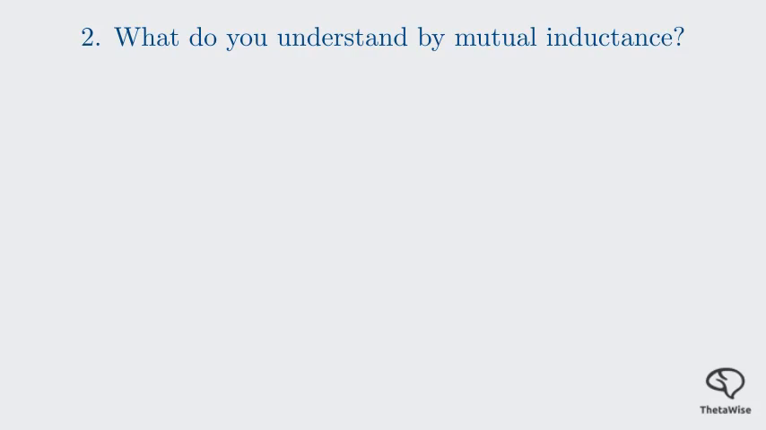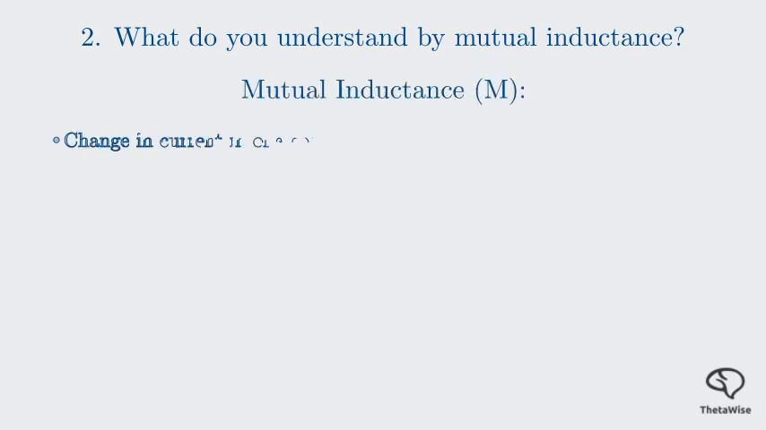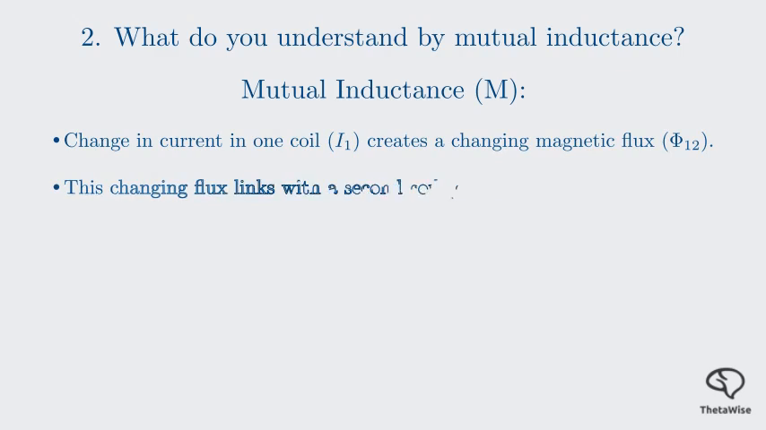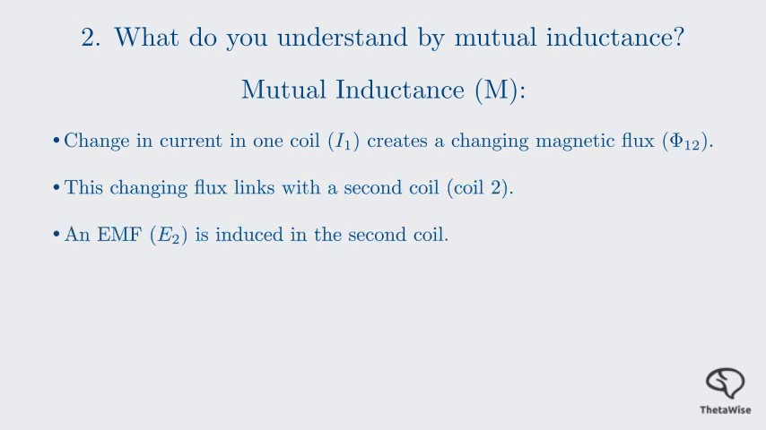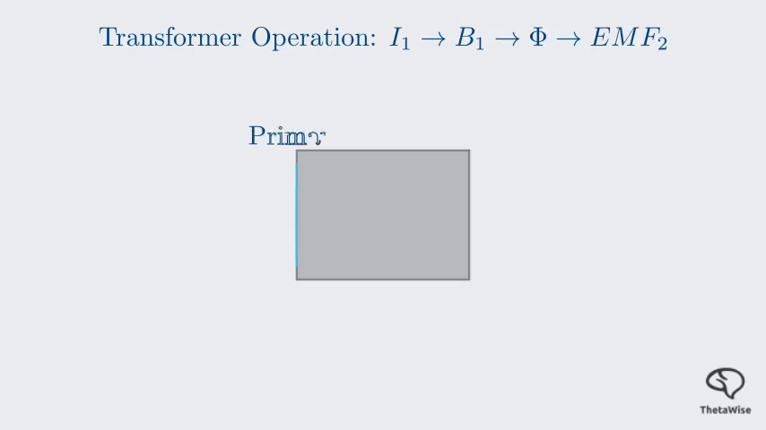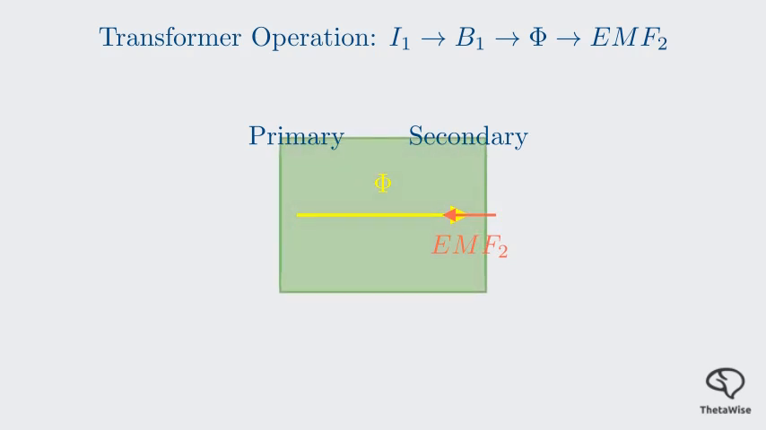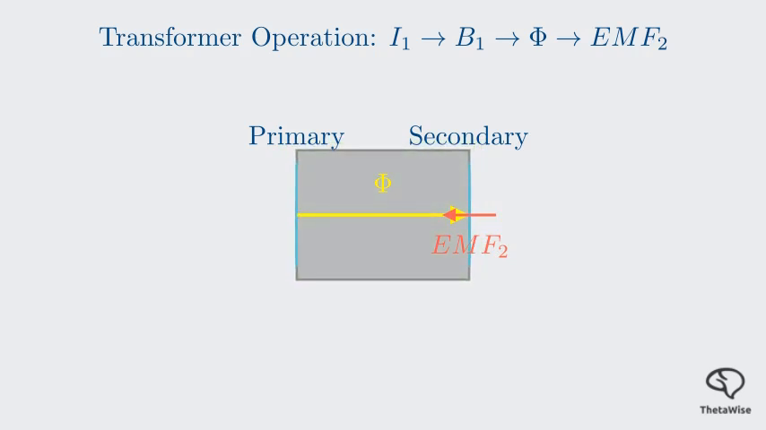Mutual inductance is a phenomenon where a change in current in one coil induces an electromotive force, or EMF, in an adjacent coil. This is a direct application of Faraday's law of induction. The magnetic flux produced by the first coil links with the second coil. When we apply an alternating current to the primary winding, it creates an alternating magnetic field. This field is channeled through the steel core. This alternating flux then cuts the turns of the secondary winding, inducing an EMF and consequently a current if the circuit is closed. This is the very principle on which a transformer works.